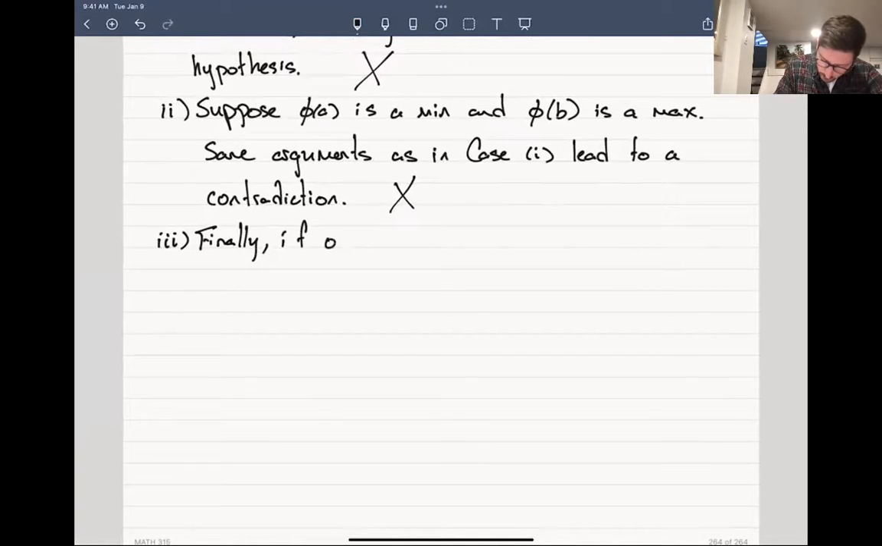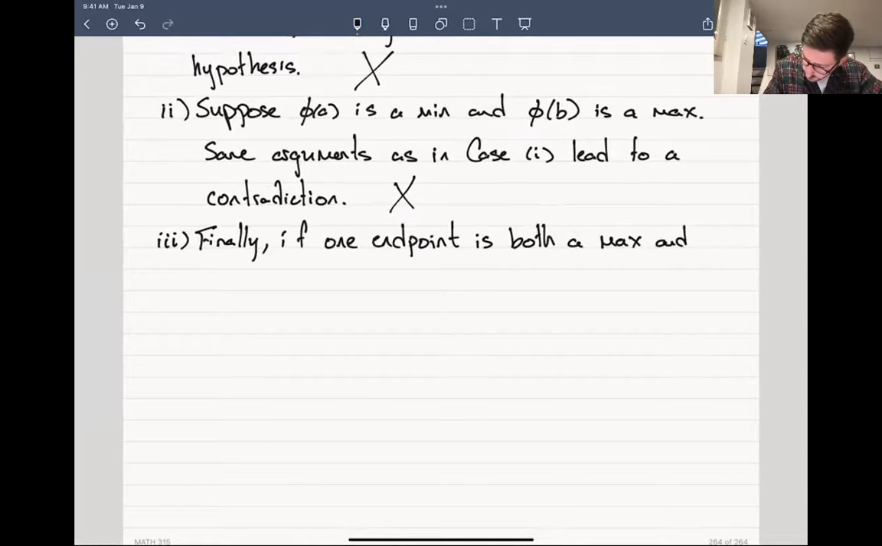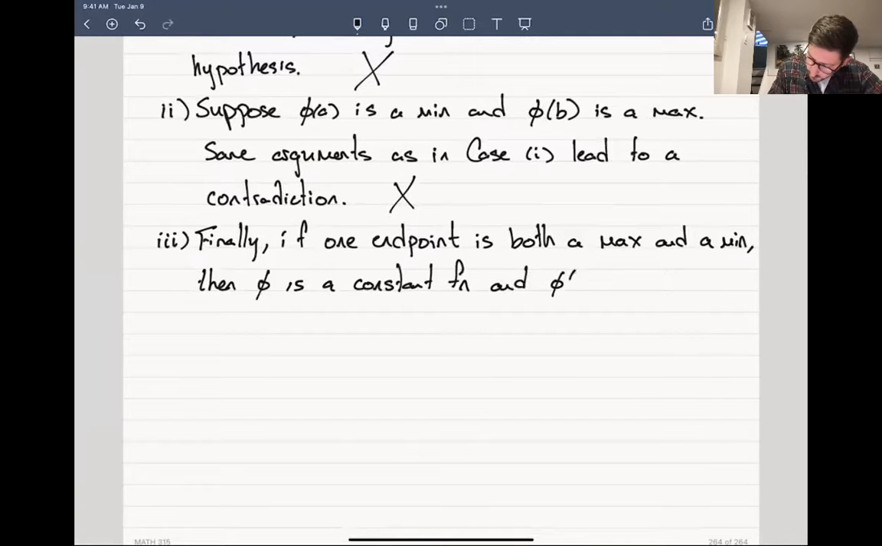Finally, let me write it out as I say it. If one endpoint is both a max and a min, right? So the derivative is sort of equal to 0 here. Then phi is a constant function. And this gives me that phi prime of x is just 0 everywhere.